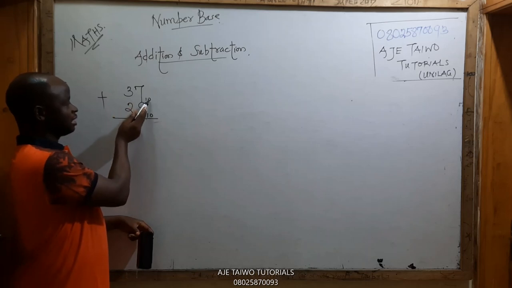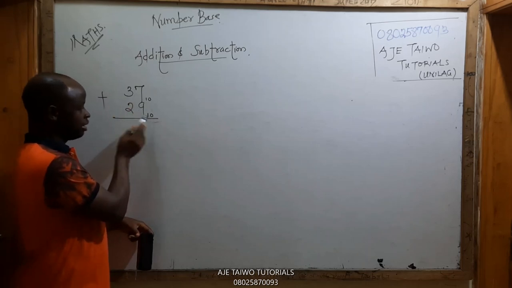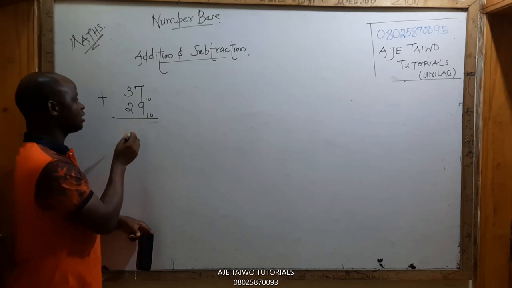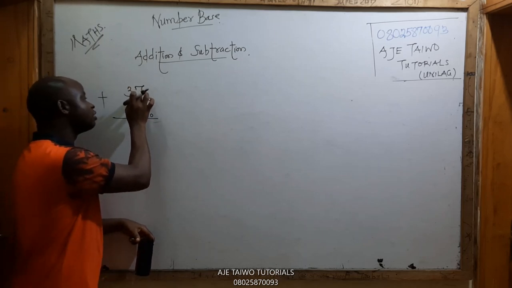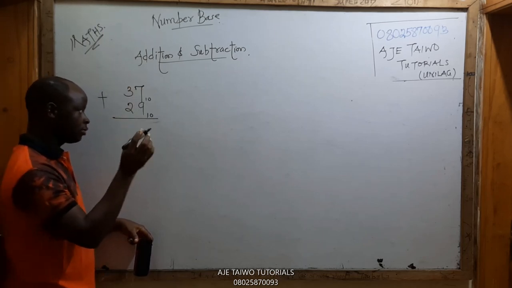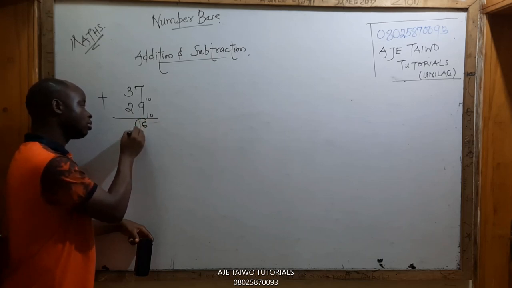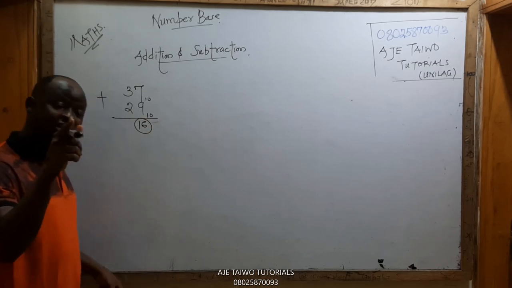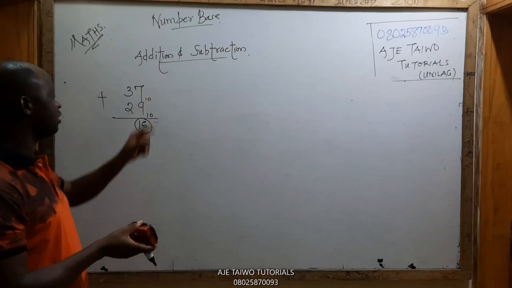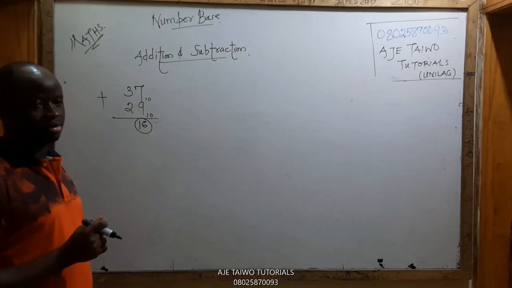7 is less than the base. 9 is less than the base. So let's see this one. Let's add. 9 plus 7 is 16. I meant to put 16 down, but 16 is more than the base 10. So I cannot put 16 down.